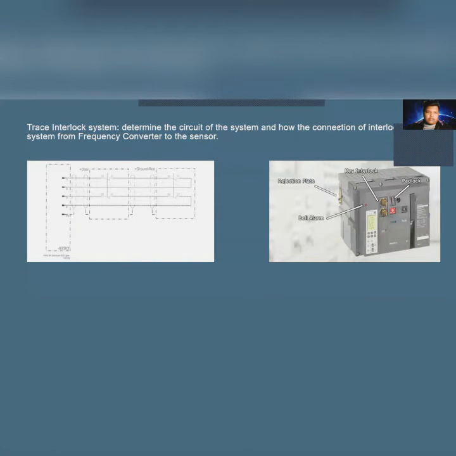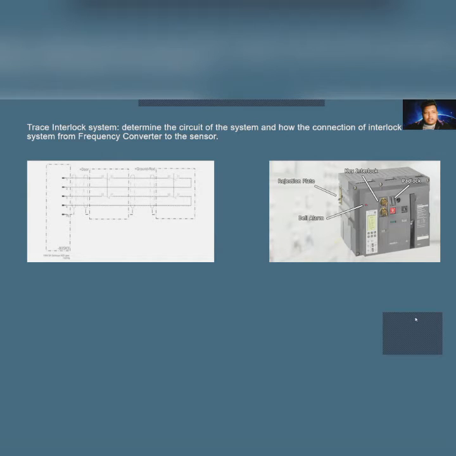Okay, Assalamualaikum warahmatullahi wabarakatuh. My name is Muhammad Hakim bin Shari. I'm from BEI S/12, and I will present about the trace interlock system, which is the last part in this lab.